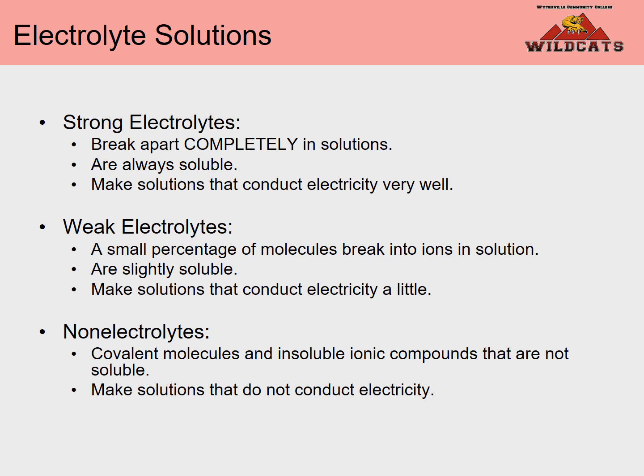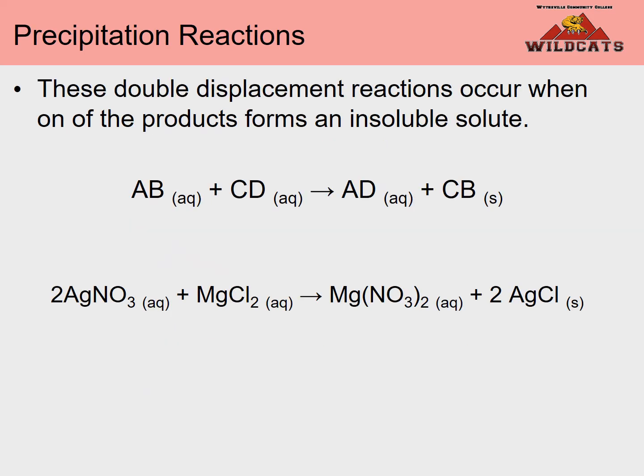And where this leads us is to precipitation reactions. They look a lot like our double replacement reactions, or double displacement reactions, that we were classifying at the end of the first section. So I've got AgNO3 plus magnesium chloride gives magnesium nitrate and silver chloride.